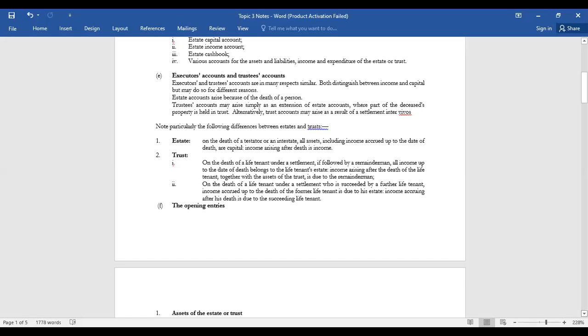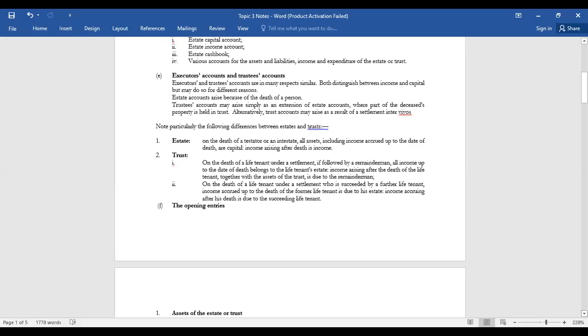But for the trust, we say that all income to the date of death belongs to the life tenant's estate. But any income that will arise after the death, and any asset that will come up after the death, will be due to the remainder man. And we'll see this.